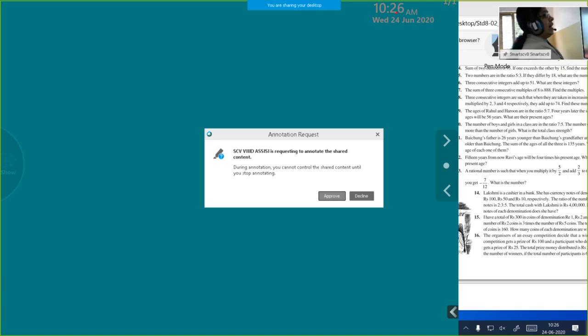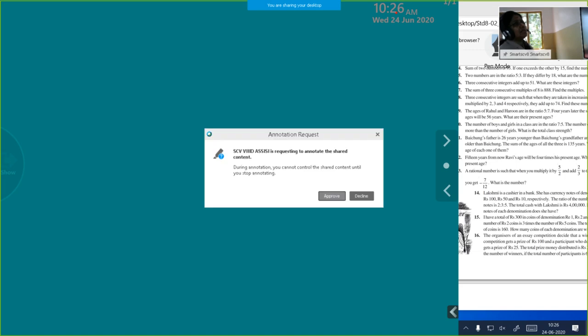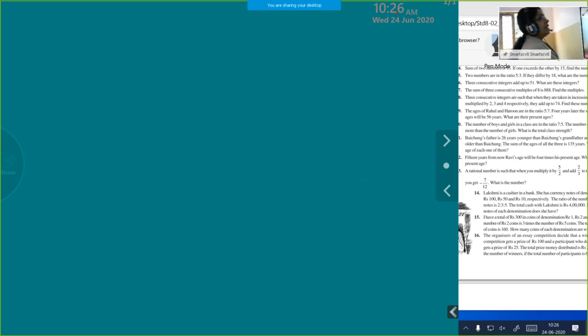It is given that the ages of Rahul and Harun are in the ratio 5:7. The ratio of their ages is 5:7. 4 years later, that means after 4 years, the sum of their ages will be 56 years. What are their present ages? It's very clear from the question that the present age is to be calculated. So let me take the present age.